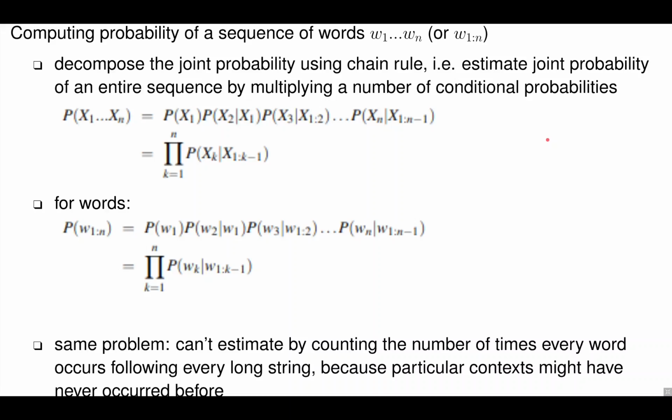The problem here, though, is that we have this big head, this long head of the entire sequence that's preceding the currently estimated final token. And again, some contexts might have never occurred before. So if we see a new sequence for which we are trying to calculate the probability of the next word, some of those contexts might not occur in the corpus. So this is where a certain simplification and a certain assumption comes into play.